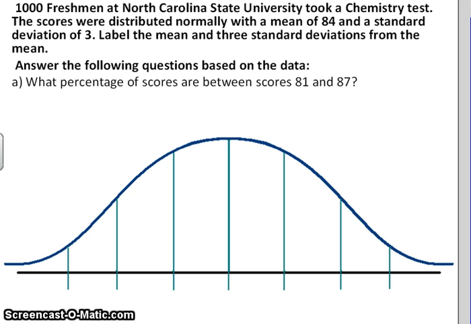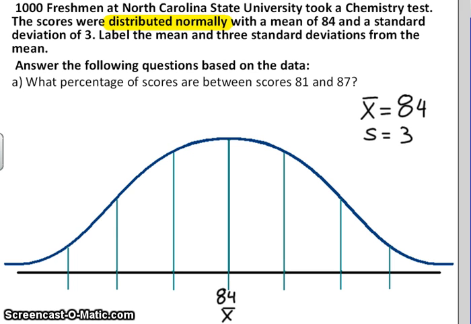Now, the key to this problem is that it tells us that the scores were distributed normally. If I was not told that in the problem, I cannot use the empirical rule because it only applies to distributions which are normal or symmetric. Now in the problem, they tell me the mean or the average score on this test was an 84. Since this distribution is considered normal or symmetric, I know that that mean goes in the center of this curve.